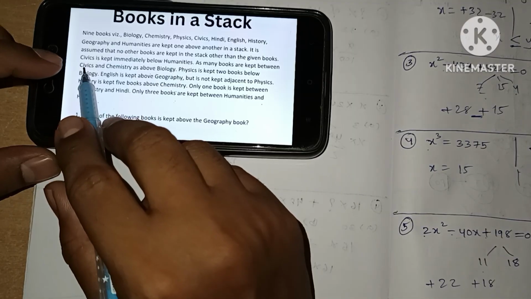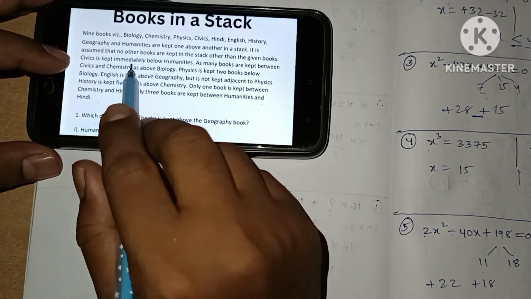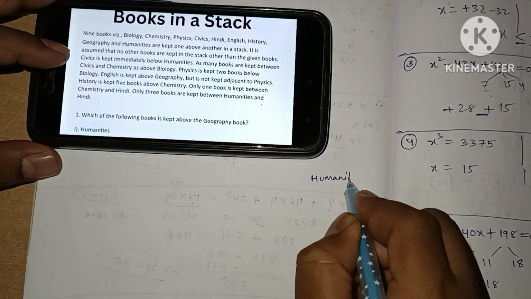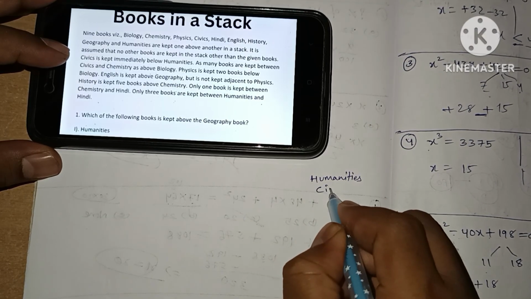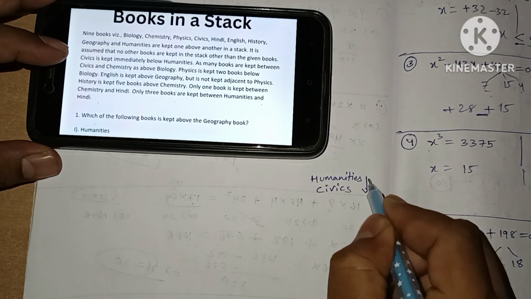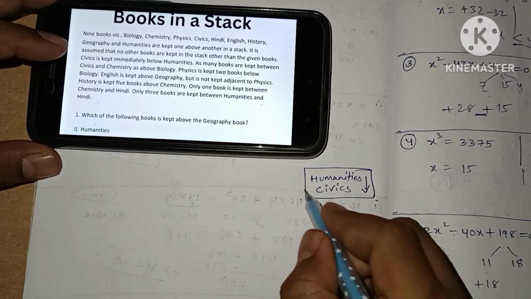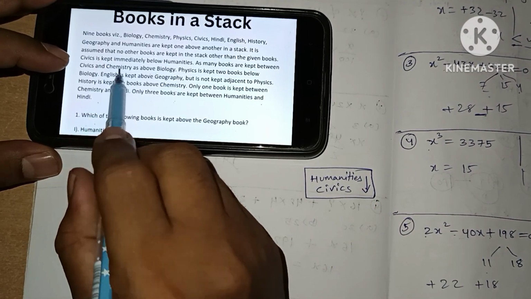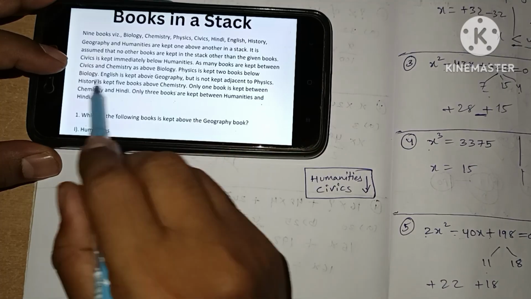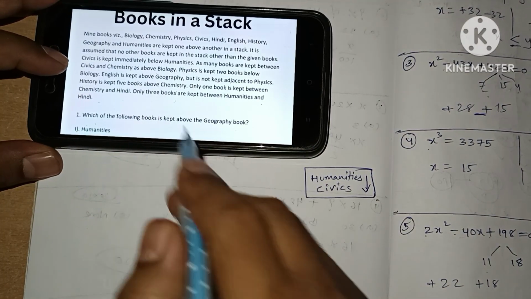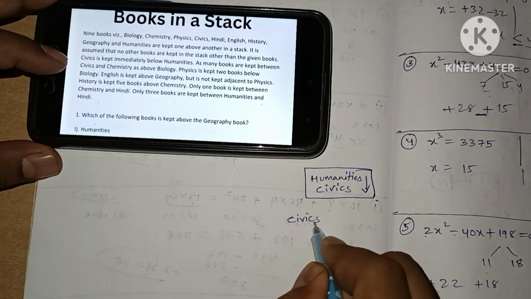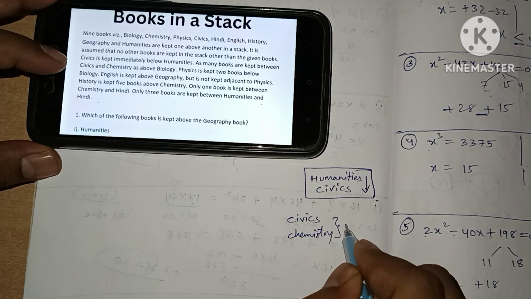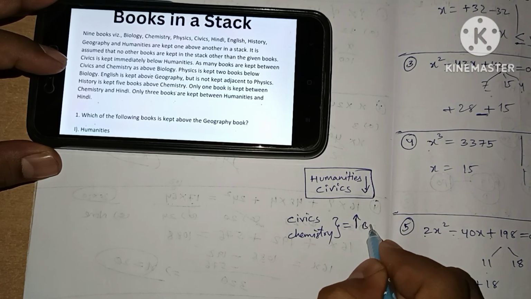The statements are: civics is kept immediately below humanities. Immediately below the humanities book, the book is civics. So these are immediate ones; this is how we represent immediate books with a box. Next one: as many books kept between civics and chemistry as above biology. Books between civics and chemistry is the same as above biology.